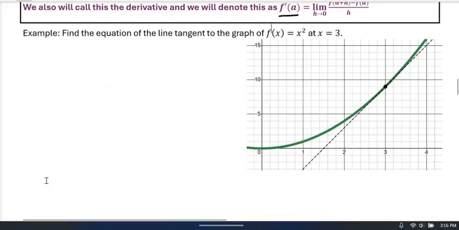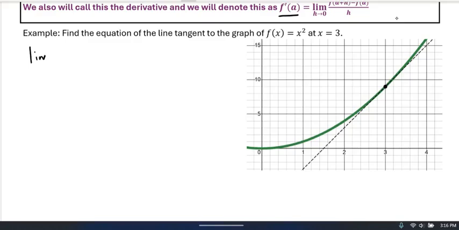Find the equation of the line tangent to the graph of f(x) equals x squared at x equals 3. Okay, so we've got more than just finding this rate of change. We also want to find the equation of this line. So notice I have this green graph here. That's the x squared. And then at x equals 3, I've drawn this dashed line, which is the tangent line.